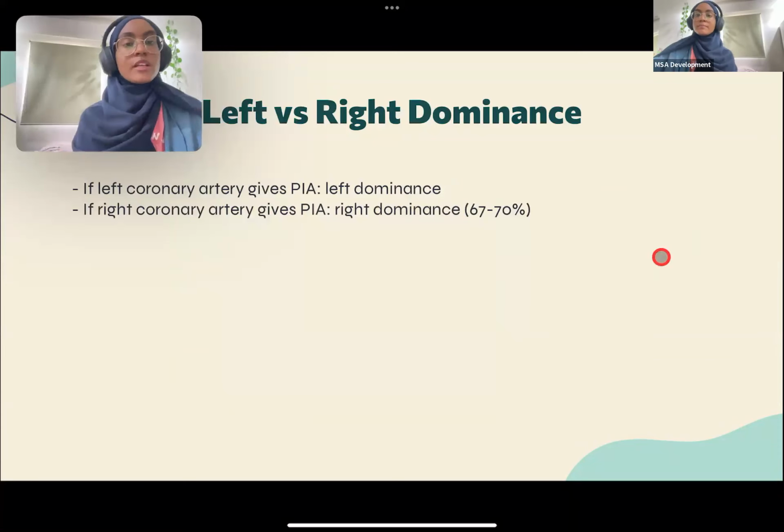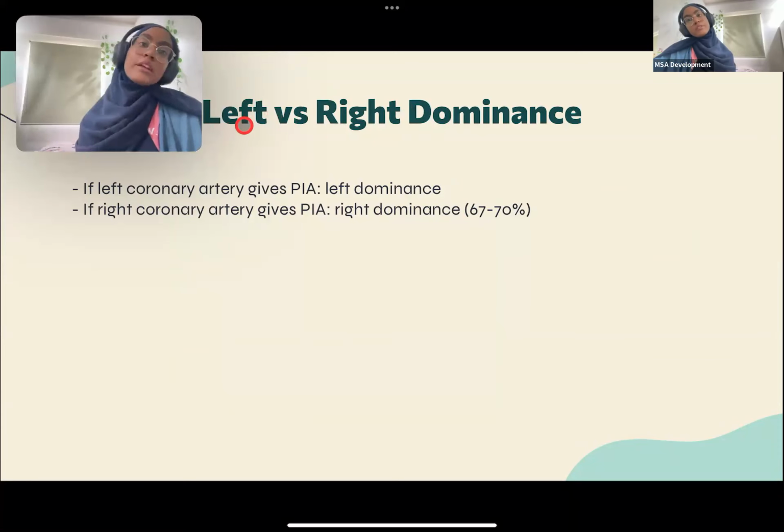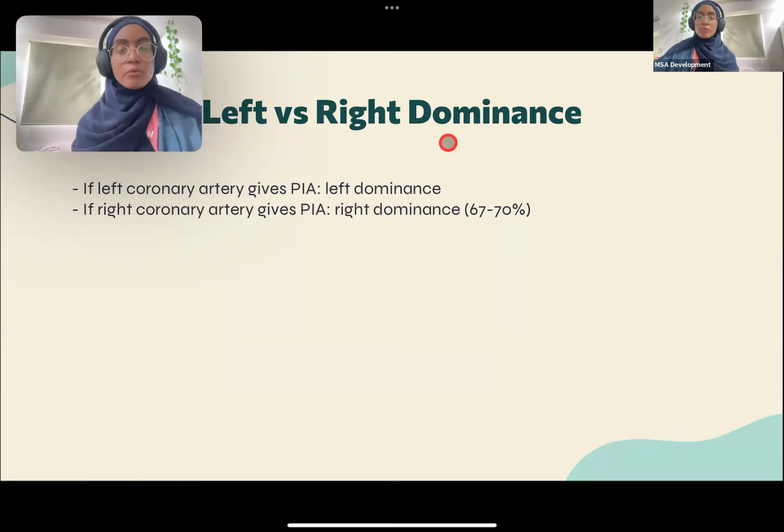Okay? Right. Something called left dominance and right dominance. What is the difference? So basically, it all depends on PIA. Okay, if the left coronary artery gives PIA, this is called left dominance. Okay. And if the right coronary gives PIA, this is called right dominance.